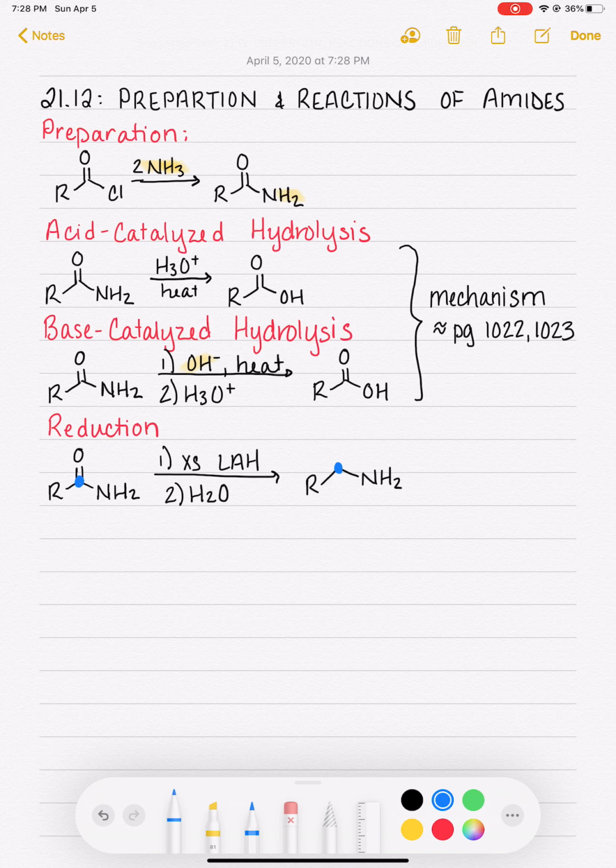So they don't do the other reactions that we've seen, like alcoholysis or different types of reduction reactions, or reacting with Grignards or anything like that. So that makes this section pretty nice and short.